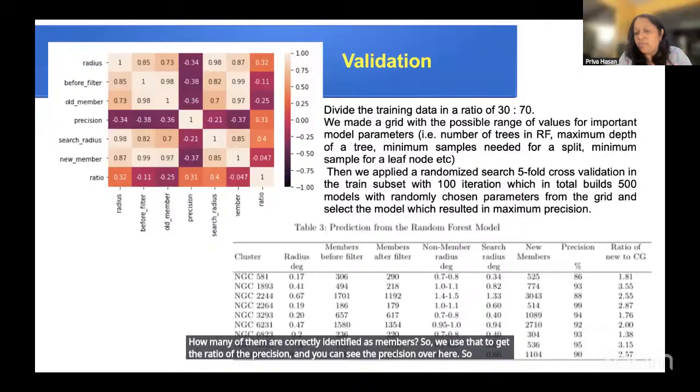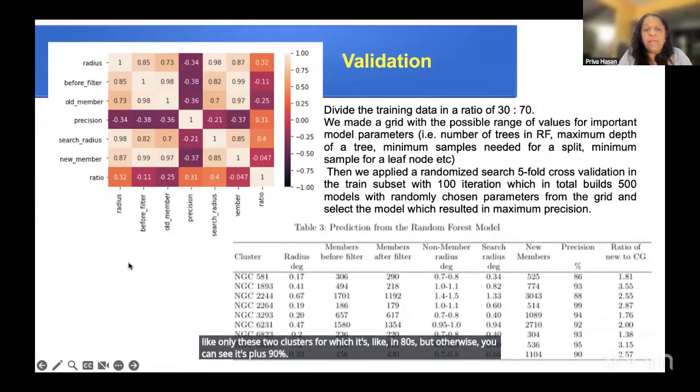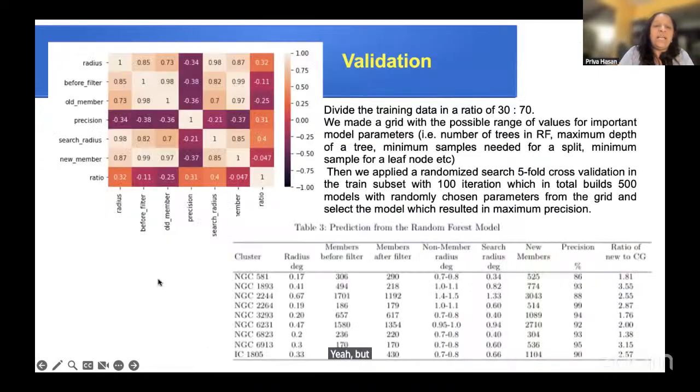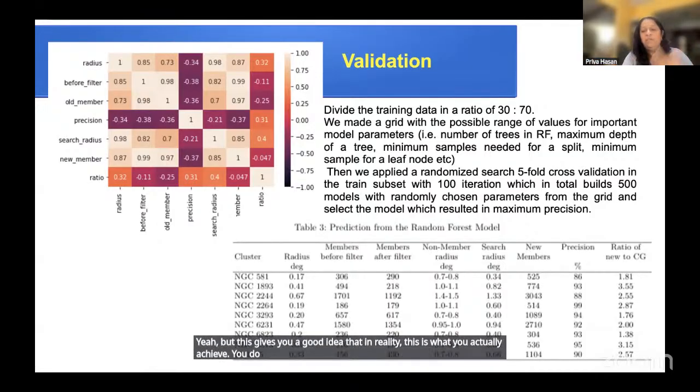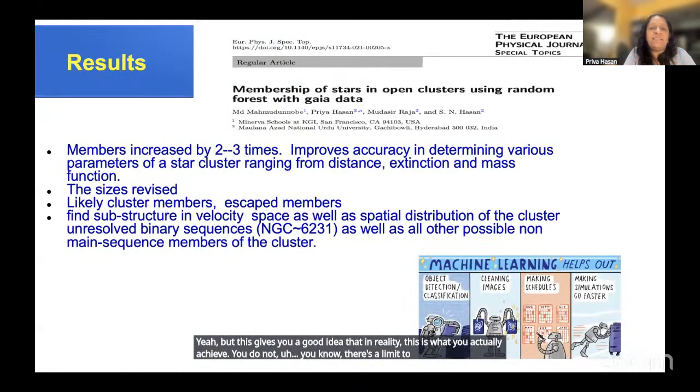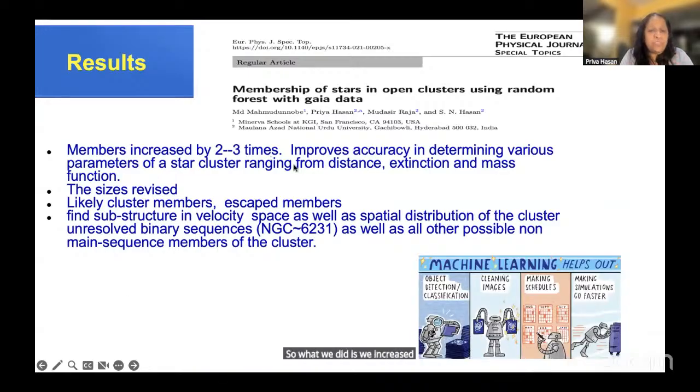It's only for these two clusters that it's in the 80s, but otherwise you can see it's 90% plus. This gives you a good idea that in reality, this is what you actually achieve. There's a limit to how well you can get the validation. So what we did is increase the number of members 2 to 3 times, improve accuracy, etc.